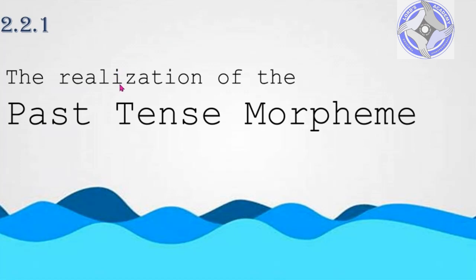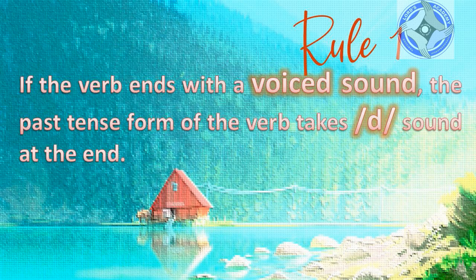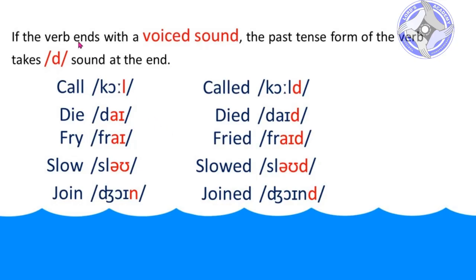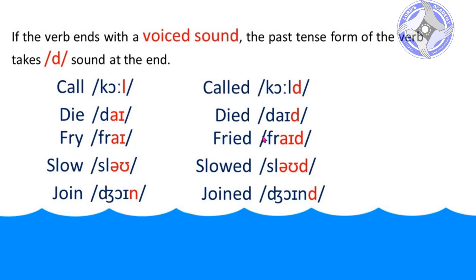Let's learn the realization of the past tense morpheme. If the verb ends with a voiced sound, the past tense form of the verb takes d sound at the end. First, let's look at the verb call. Call ends with the phoneme l, and it is a voiced consonant phoneme. Hence, the past tense is called. Die, died.